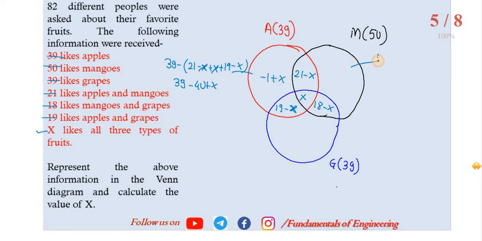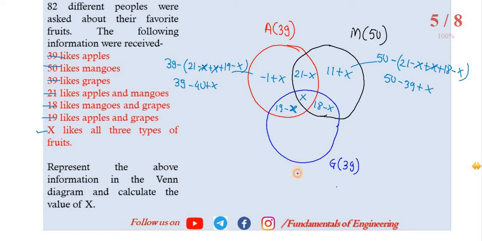Similarly with mango, 50 minus 21 minus x plus 18 minus x. So plus x minus x will be cancelled out. 21 plus 18, how much are we getting? 39. So 50 minus 39 plus x. So how much? 11 plus x we are getting here.